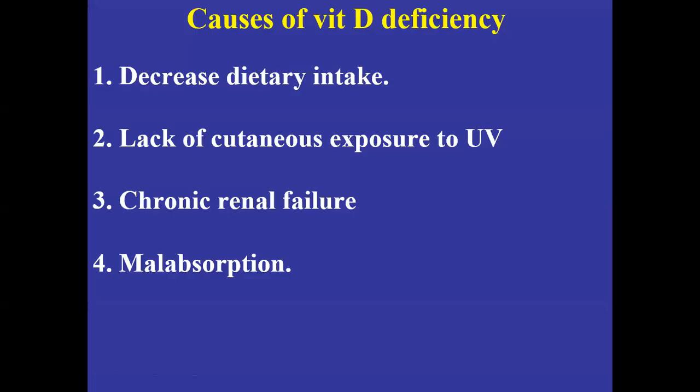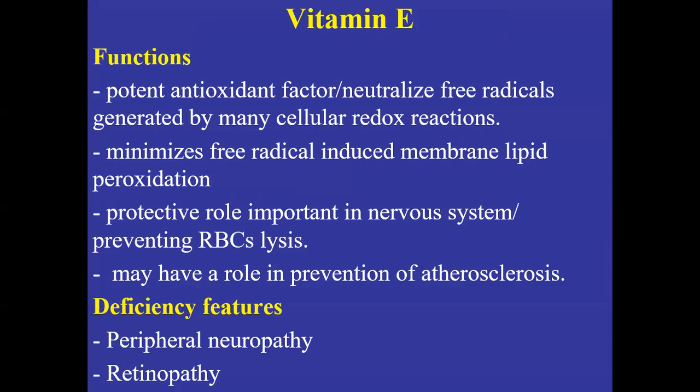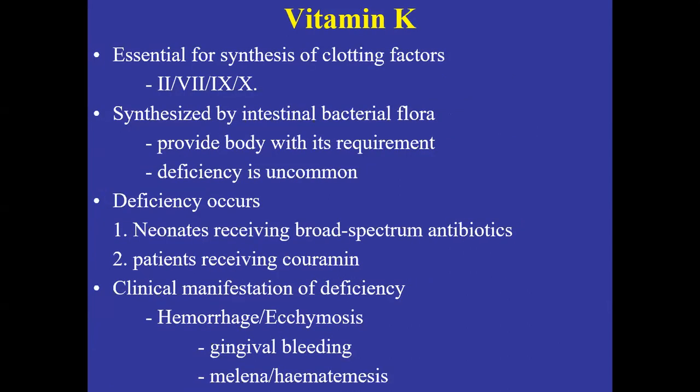The causes of deficiency are decreased dietary intake, lack of cutaneous exposure to the UV light, chronic renal failure and malabsorption. فيتامين E الفانكشن مالته هو antioxidant, neutralizing free radicals generated by many cellular redox reactions, minimizing free radical induced membrane lipid peroxidation. Protective role important in the nervous system, preventing red blood cell lysis, and may have a role in the prevention of atherosclerosis. Deficiency state leads to peripheral neuropathy and retinopathy.